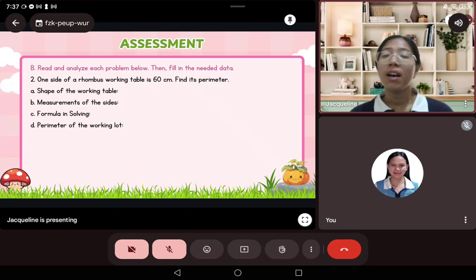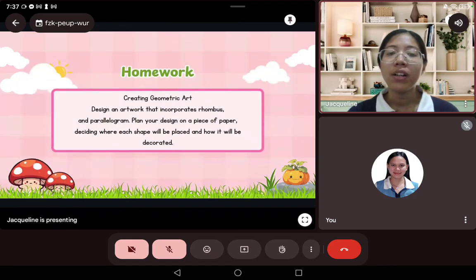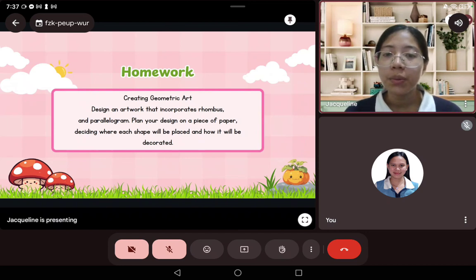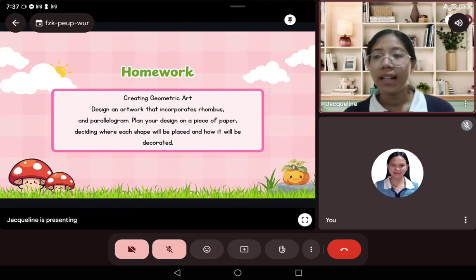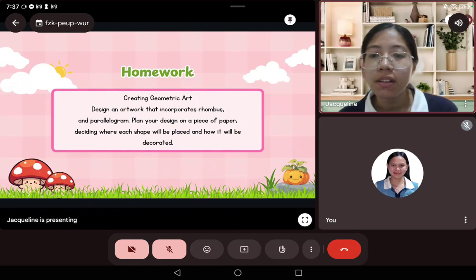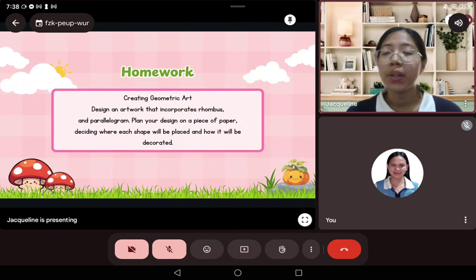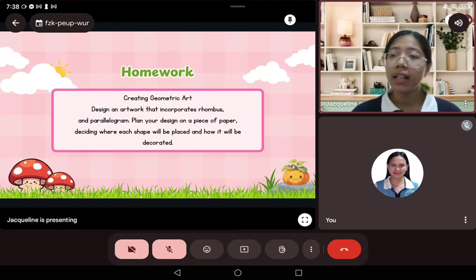So for your assignment, class, all you need to do is to create a geometric art. Copy your assignment on your assignment notebook. I want you all to design an artwork that incorporates rhombus and parallelogram. Plan your design on a piece of paper, deciding where each shape will be placed and how it will be decorated. You can draw or make your geometric art in a short bond paper. I'll collect it next meeting, all right?